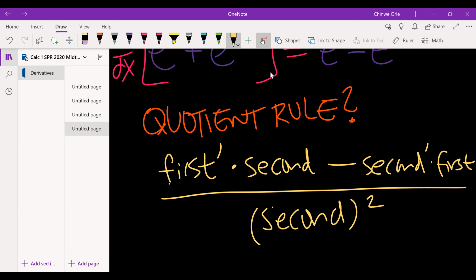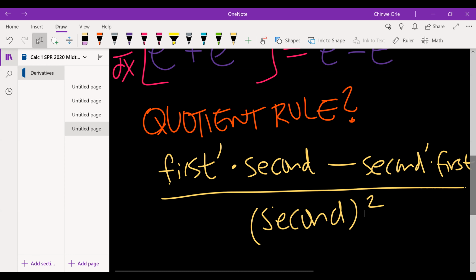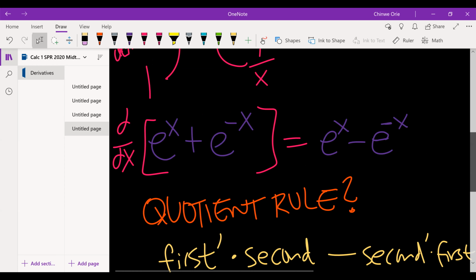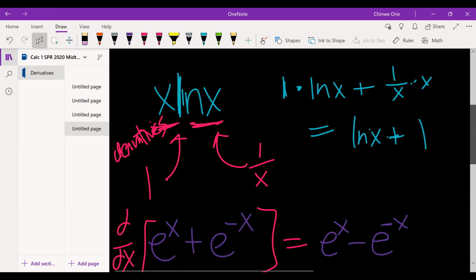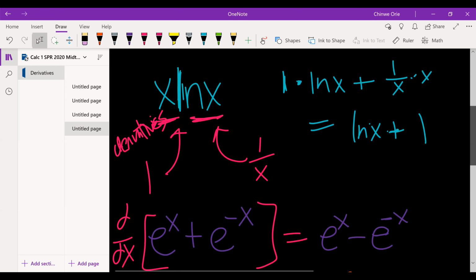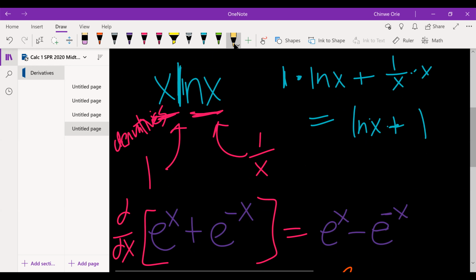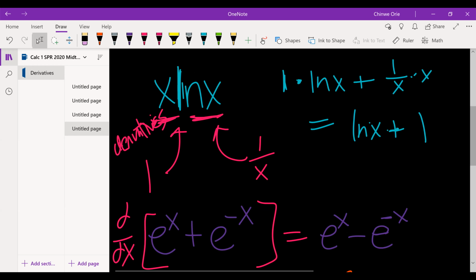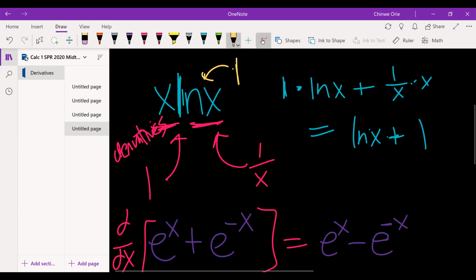So it's a good thing that we computed all of our derivatives first. Now we don't have to do any more derivatives. We could just plug in all the stuff we have. So we can identify everything literally right now. Okay. What's the first function? The first function is the function that's on top. So that would be x ln x. That's going to be the top function. So that's the same thing as the first.